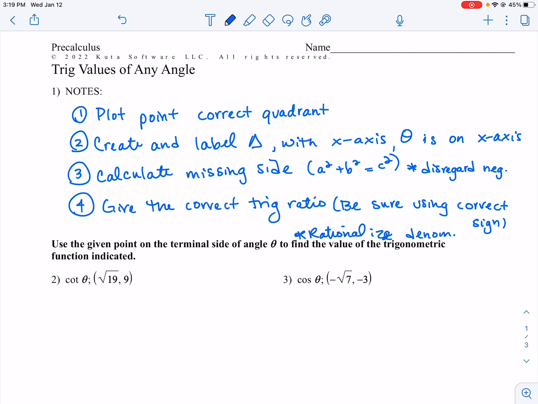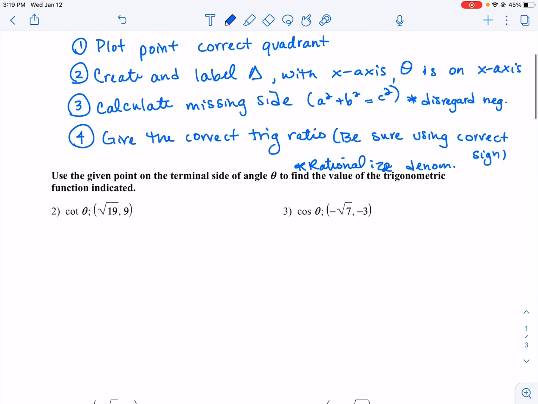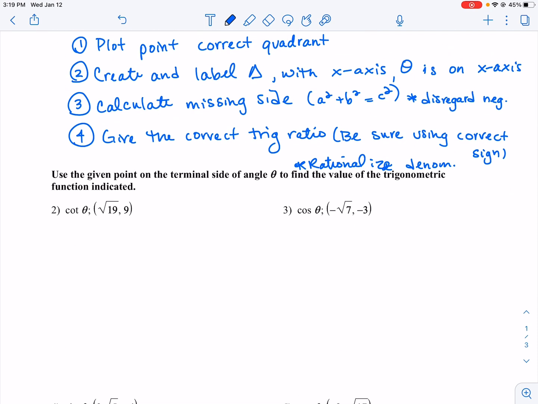All right, so let's hop to this. I have 4 examples, and then I will put the answers on the back to 6 that I ask you to try on your own. So here, again following our steps, we're going to plot the point first. These are both positive, so this is going to be in quadrant 1. It doesn't actually matter where this coordinate is. So I'm going to create a triangle with the x-axis.